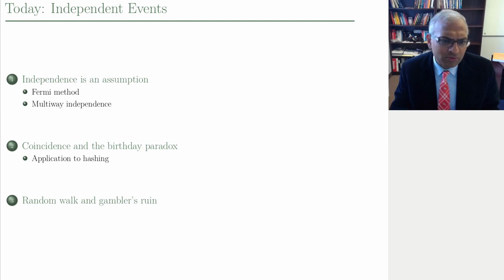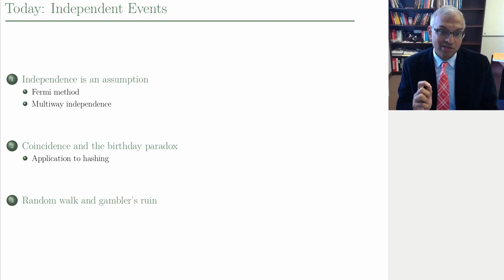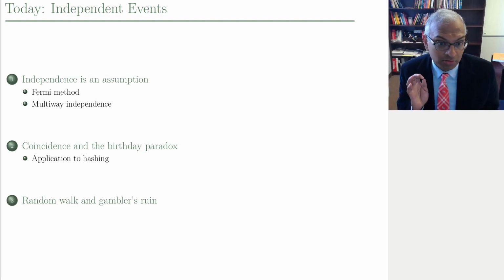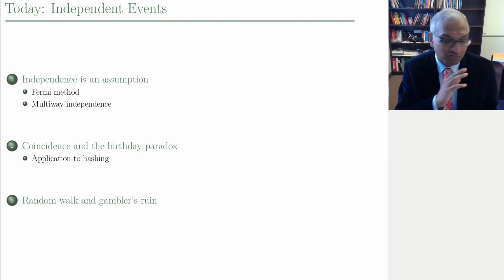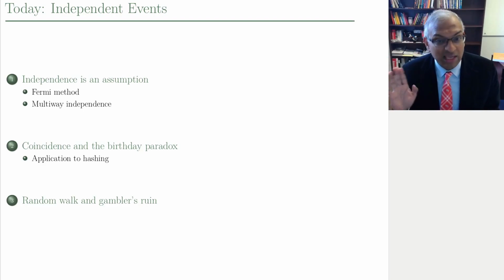Starting with the Fermi method, which is a very good technique for approximating things. Then we'll talk about the birthday paradox, which has an application to one of the most famous algorithms in computer science, hashing. Without hashing, lots of practical applications just would take too long. Then we're going to talk about the random walk and the gambler's ruin problem. And you definitely want to avoid the gambler's ruin. So let's move to the board and get going.